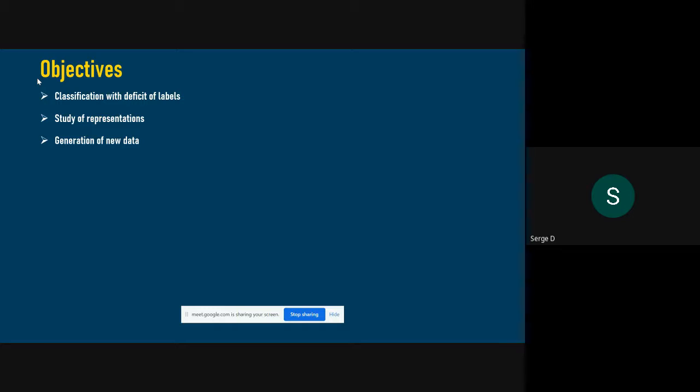So here are the three main objectives of this study. Classification in the environment with a deficit of labels, which is what we have. We have a small data set. We don't have a large data set as is common with millions of training samples or even billions. We want to produce representations of this data set and study their structure with the hope that it will help us to either improve the accuracy of classification with a smaller amount of training data, or create new data for training of future networks.